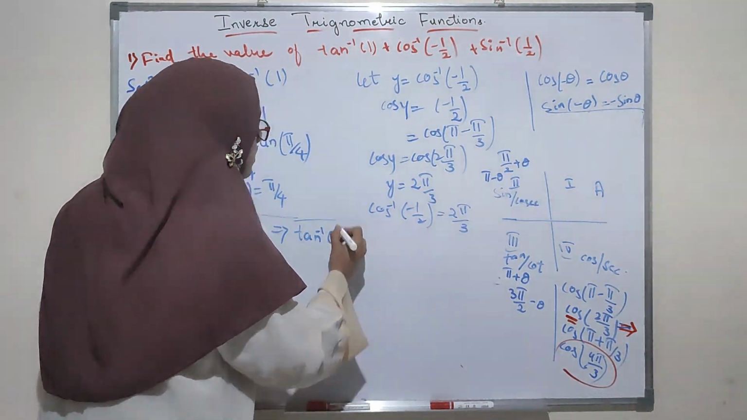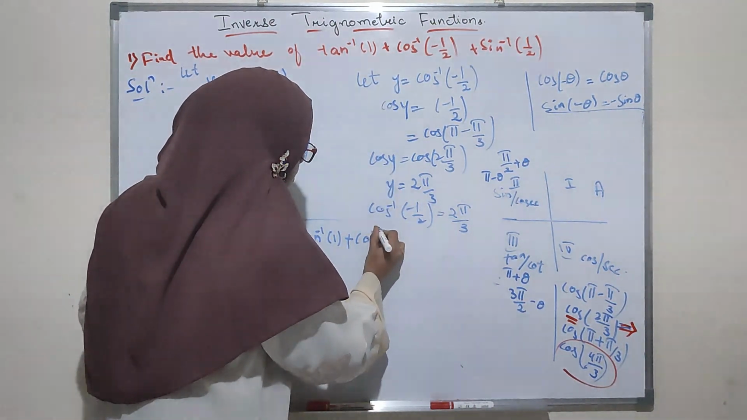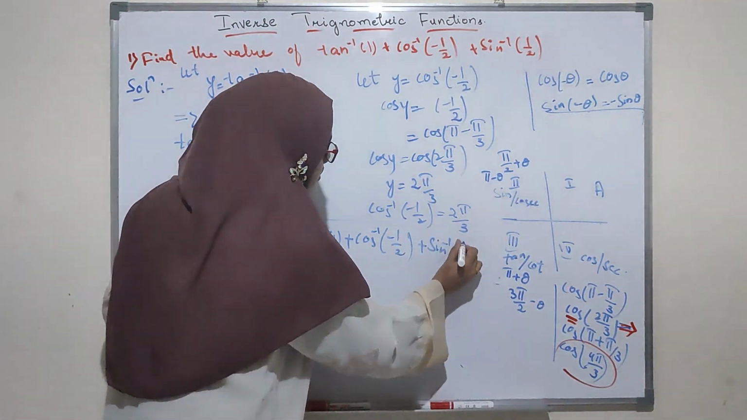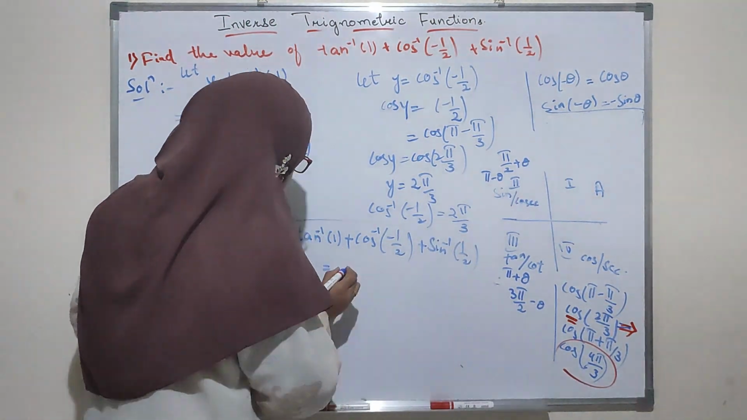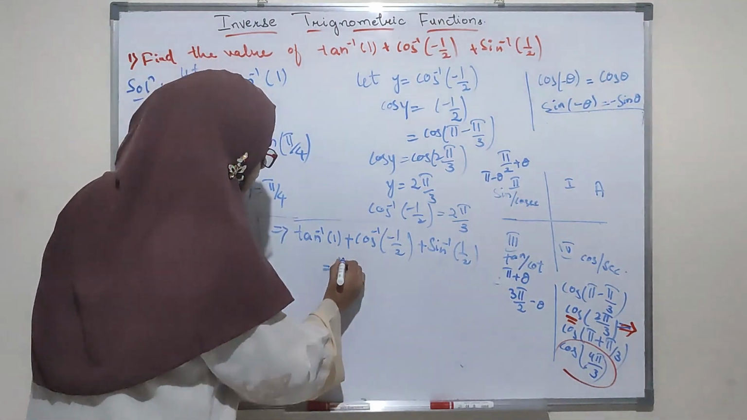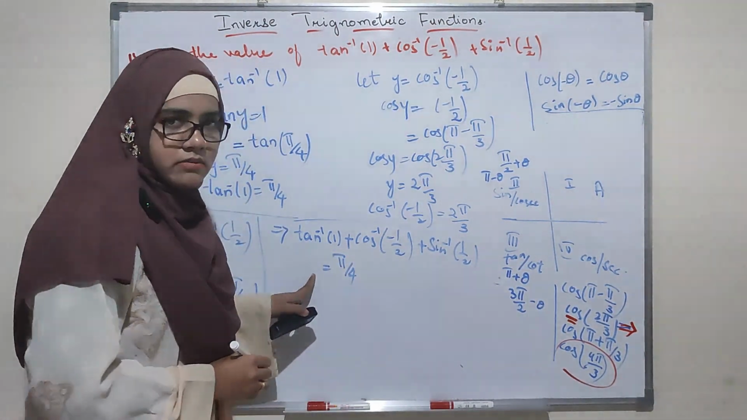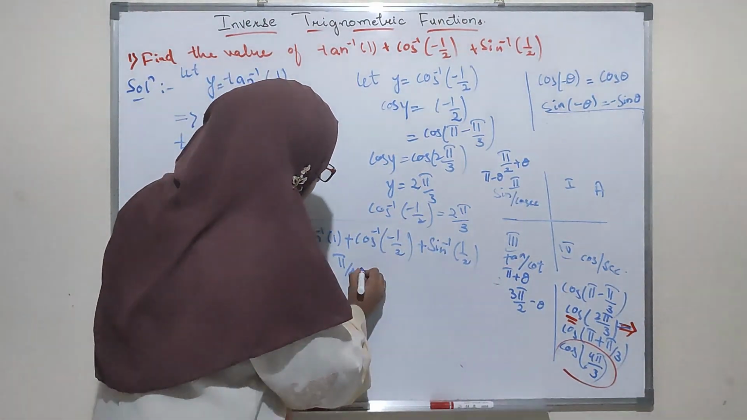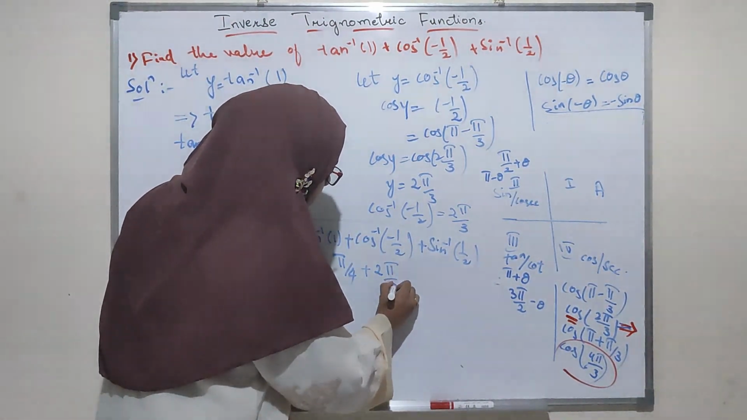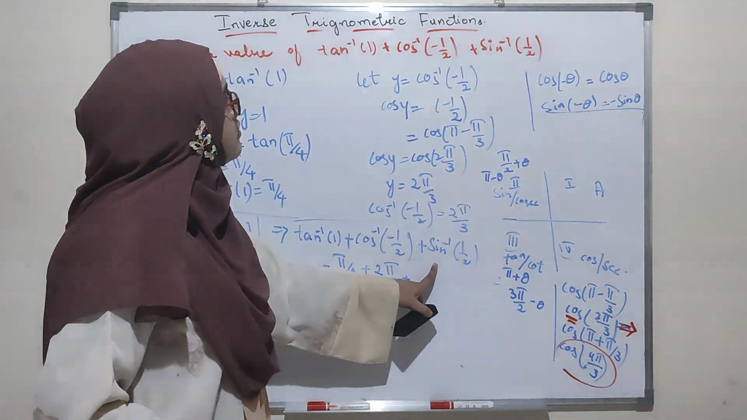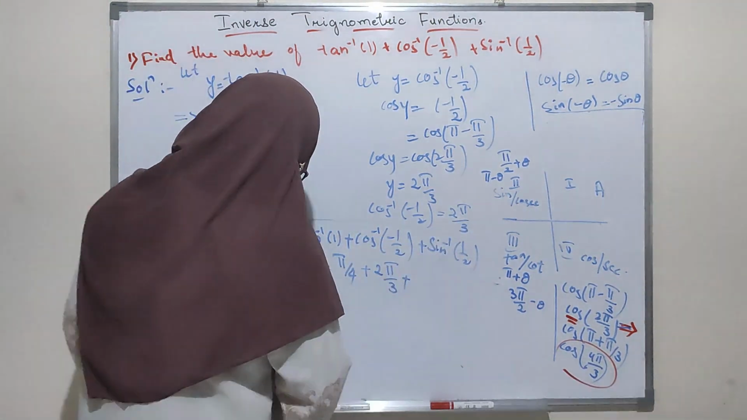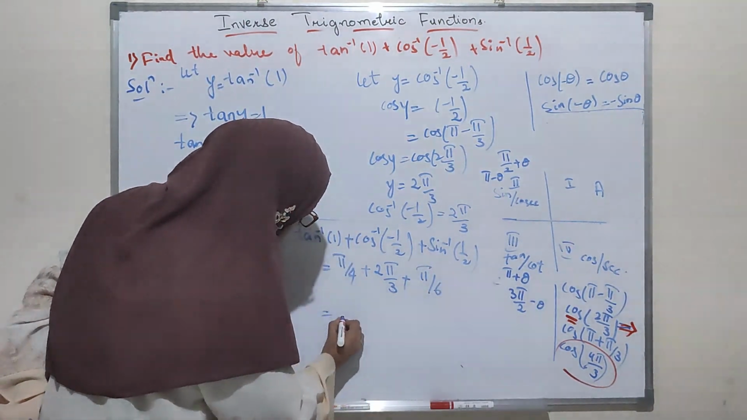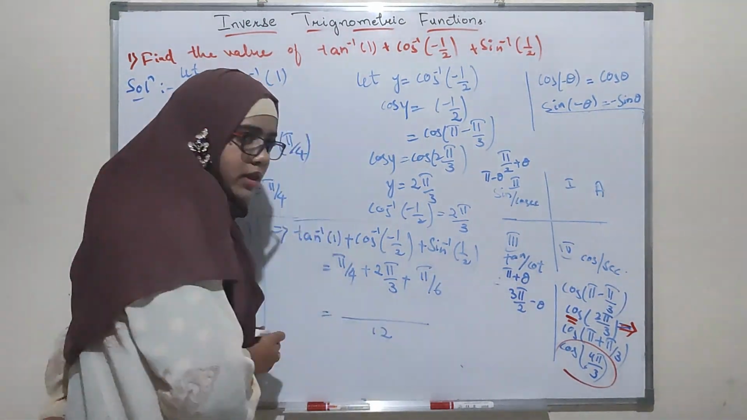Now, after finding these three separately, we write lastly tan inverse of 1 plus cos inverse of minus 1 by 2 plus sin inverse of 1 by 2 is equal to: tan inverse of 1 we got as pi by 4, plus cos inverse of minus 1 by 2 we got as 2 pi by 3, plus sin inverse of 1 by 2 we got as pi by 6. Okay, now we have to take the LCM. After taking LCM, it is 12.